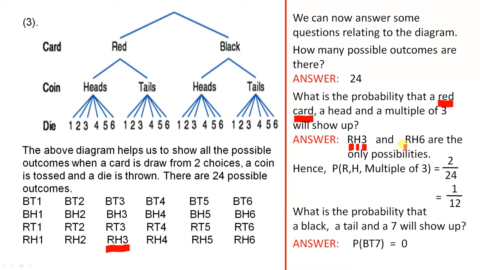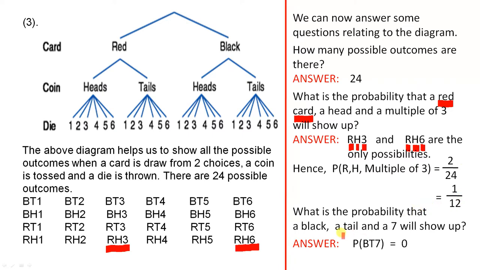RH3. Now for the next one, you have to have a red, you have to have a head, because that's what we asked for, and a multiple of 3. We know that 6 is a multiple of 3. So there's the next one. So of those 24 possible outcomes, there are only 2. So the answer, RH multiple of 3, is 2 over 24, which is 1 over 12.